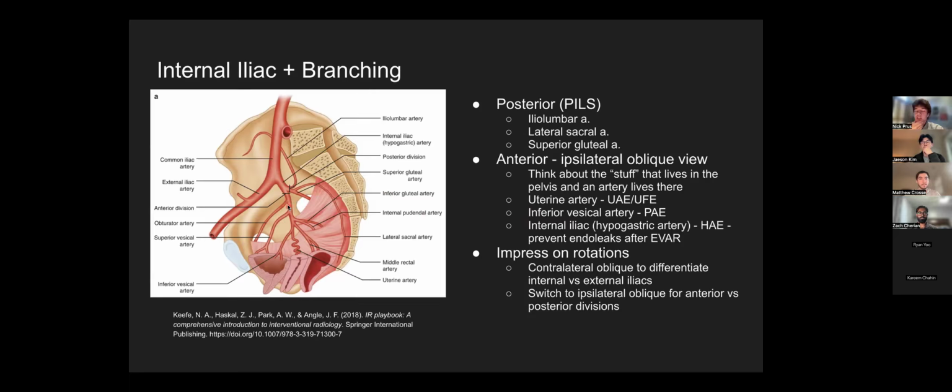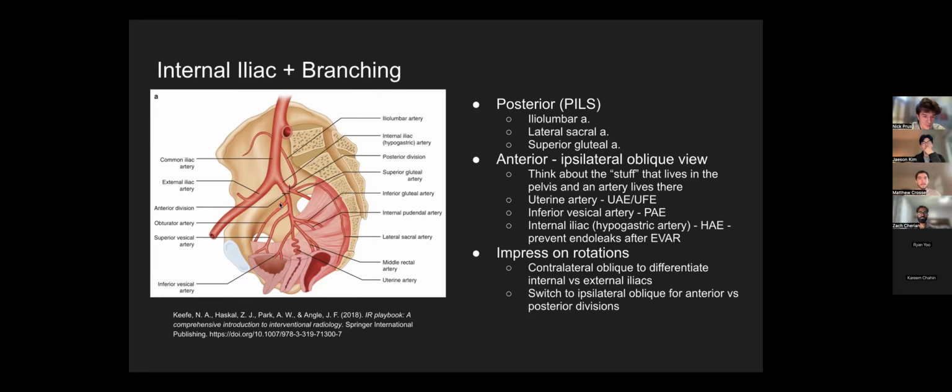You can do an HAE, or hypogastric artery embolization. This is sometimes done to prevent endoleaks after an EVAR. You wouldn't embolize this whole artery, but you might selectively embolize it. So previously we talked about an EVAR, but if you have an aneurysm and you put in a stent, you can still have some blood flow back into the aneurysm, which causes it to be more prone to rupturing, which is obviously not good. So you can go back and embolize some of the areas that are providing blood flow back into the aneurysm sac.